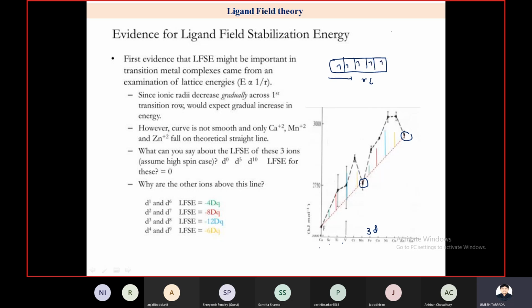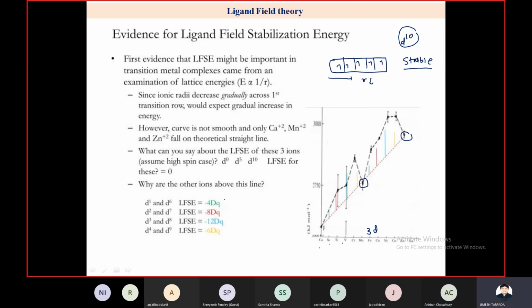So the d orbital may be half filled, or you can have a d orbital which is completely filled, d10. So the completely filled configuration and the half filled configuration are extremely stable. Because of this stable configuration, its energy is lower. Okay, so stability is the factor. Is it okay? Yes, sir.